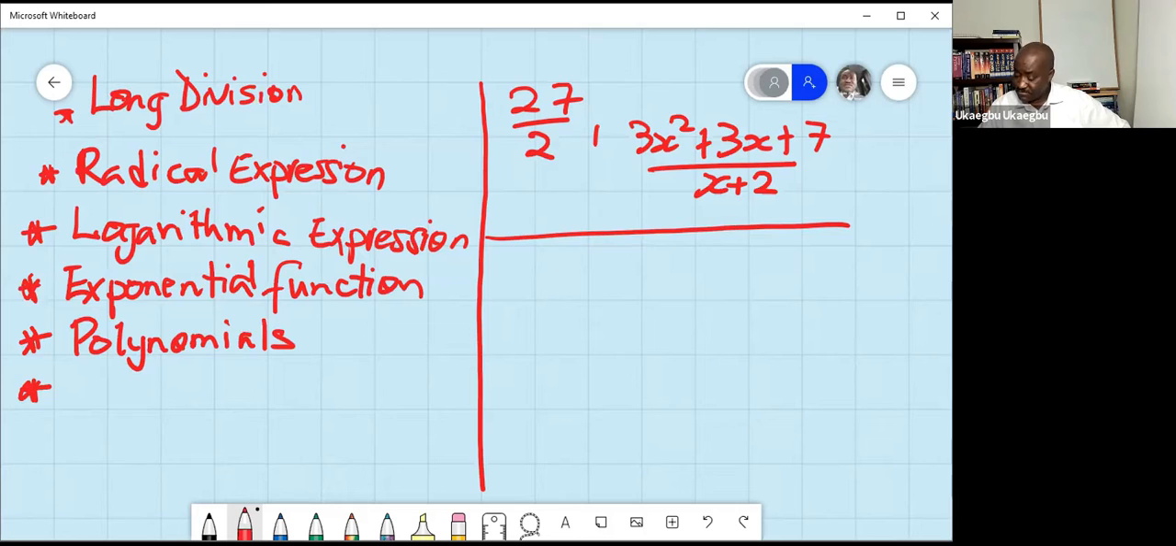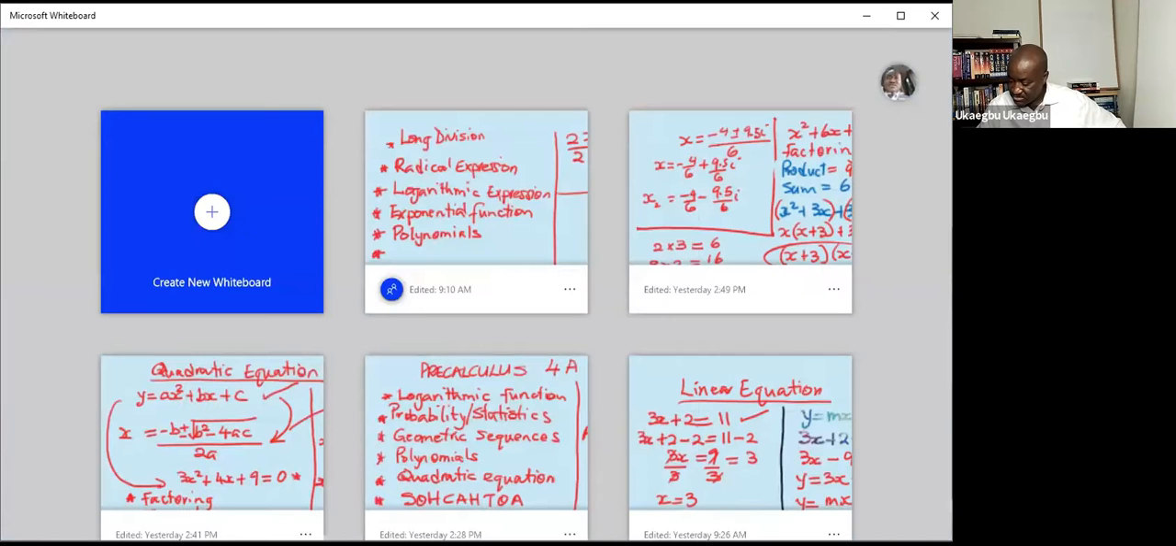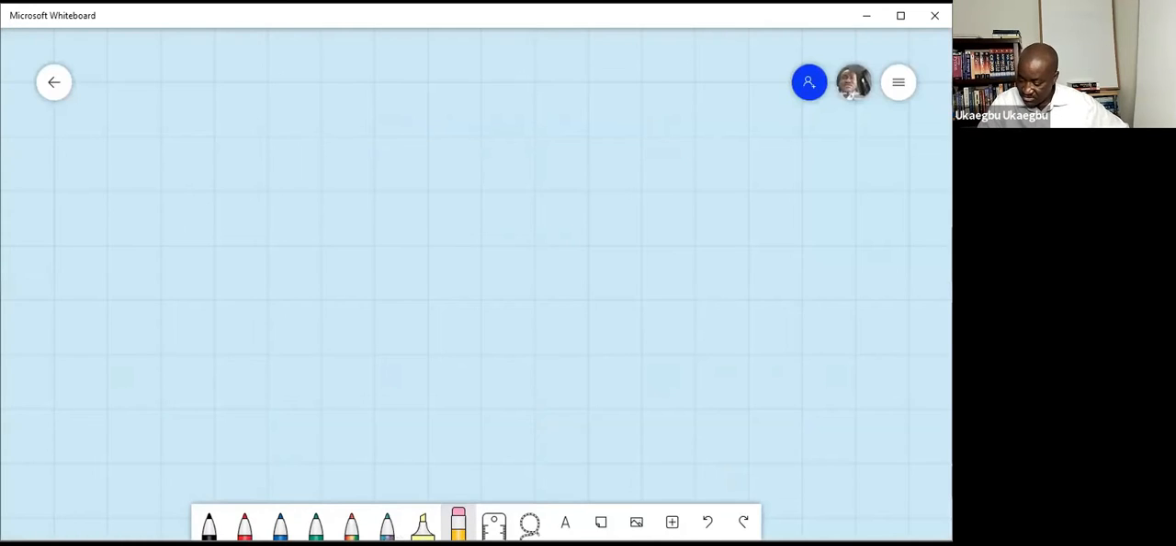Now let me start by drawing a triangle. I'll draw this triangle. That's not a right triangle. Okay, so I want a right triangle. Okay, so this is what I want.